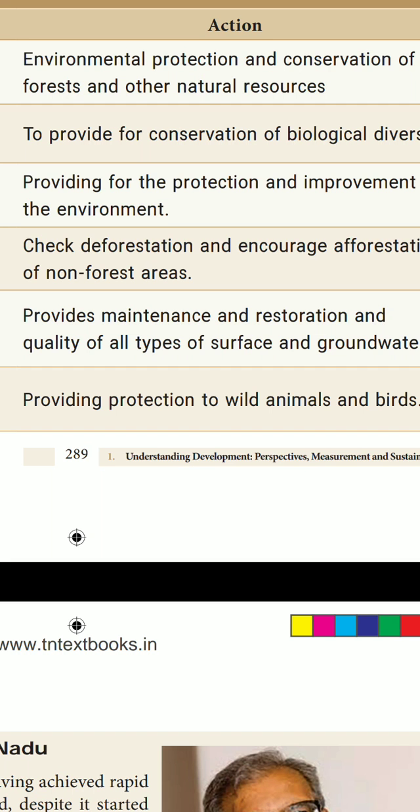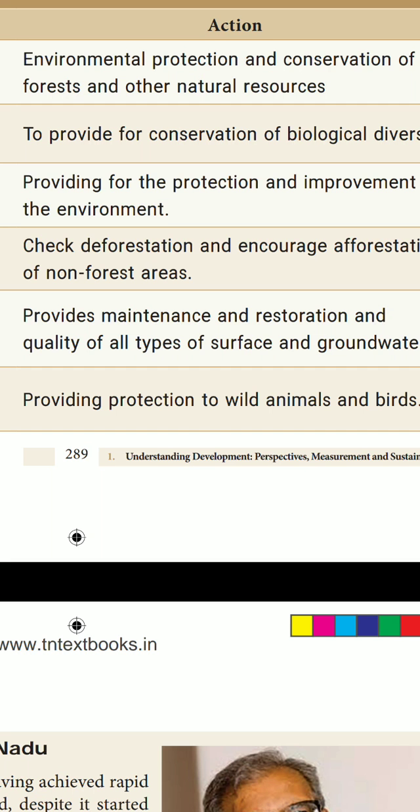Next one, 1974. That is the Water Act, Prevention and Control of Pollution. What was the action for this act? Provide maintenance and restoration and quality of all types of surface and groundwater. What was the important action about this Water Act? In 1974, it provides maintenance and restoration and quality of all types of surface and underground water.